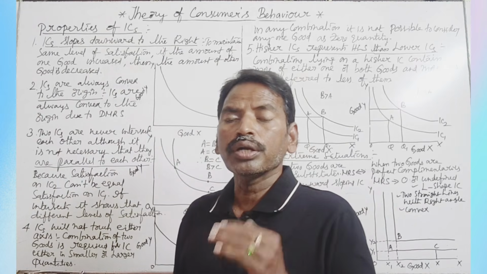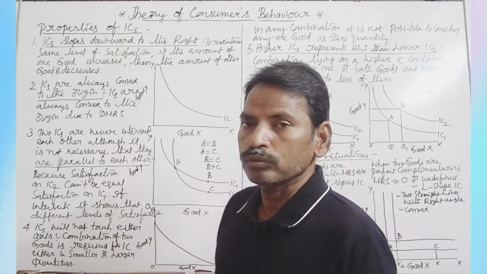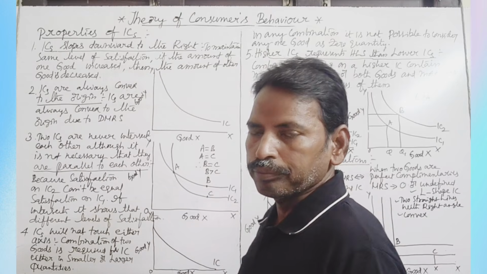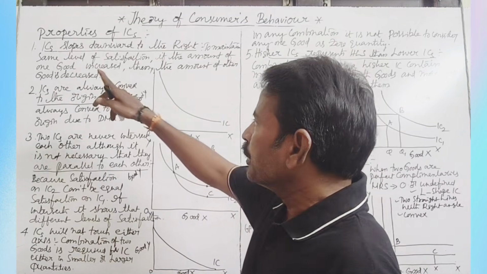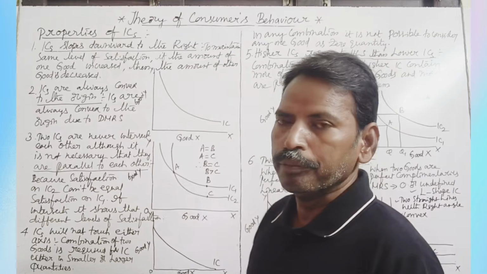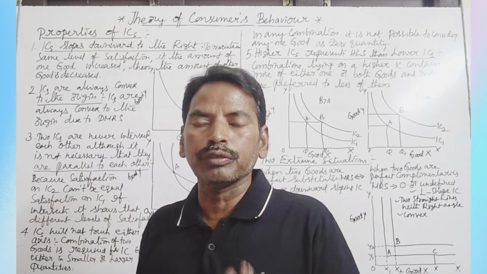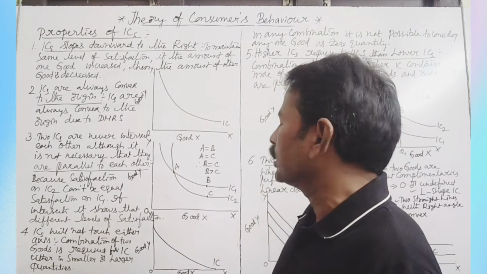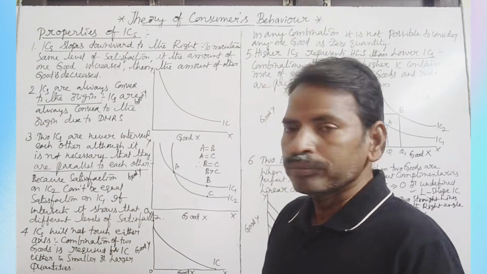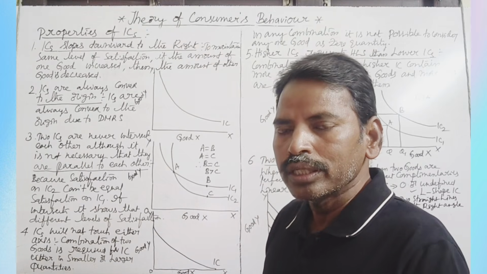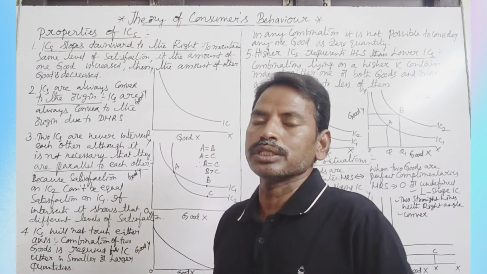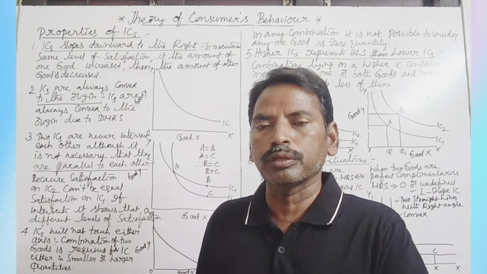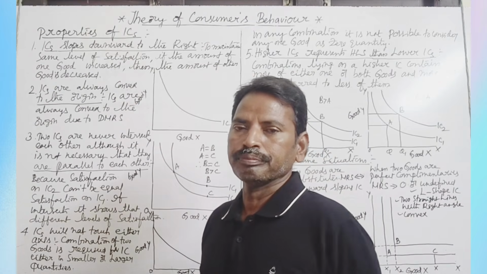Next, what are the properties of indifference curve? Property number 1: indifference curve slopes downwards to the right. Indifference curve slopes downwards from left to right because, to maintain the same level of satisfaction, if the amount of one good in the combination is increased, then the amount of the other good is decreased. There is an inverse relationship between these two. So the indifference curve has a negative slope.